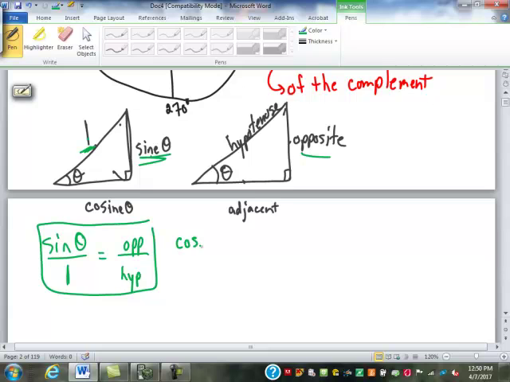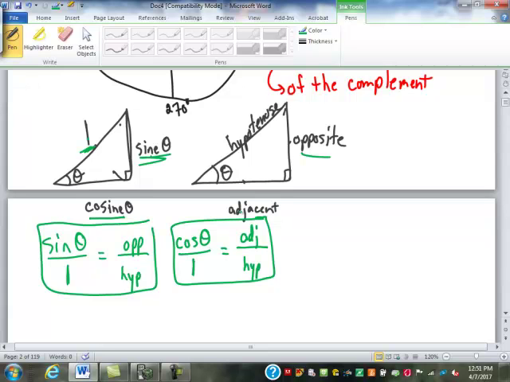Now let's look at cosine. We're going to abbreviate it COS. Cosine here corresponds to what side in the other triangle? Adjacent. I'm going to abbreviate it ADJ. Then I'm still going to use the 1 again. Well, the 1 still corresponds to hypotenuse. So the cosine is equivalent to the length of the adjacent side divided by the length of the hypotenuse.